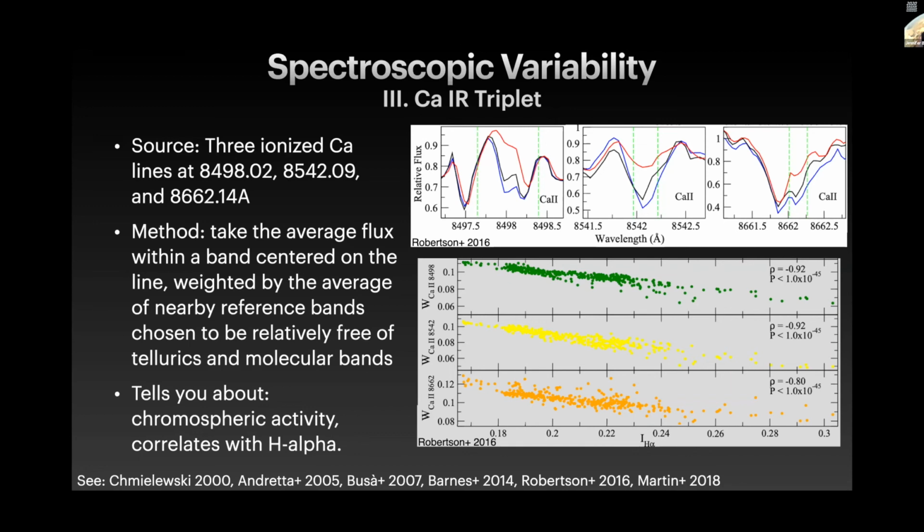And you can see in the top figure, lines that are shown at observations of high activity in red and low activity in blue, and then kind of a median level shown in black. And these lines all show a clear anti-correlation with H-alpha, as you can see in the bottom plot, which suggests that they are also sensitive to variations induced by spots and plages on the surface of the star.